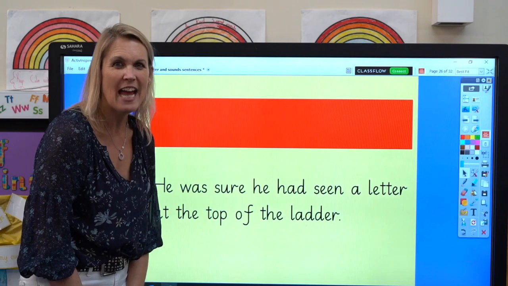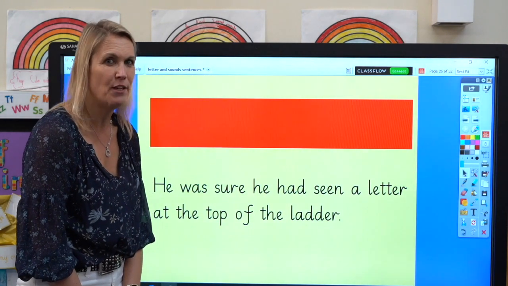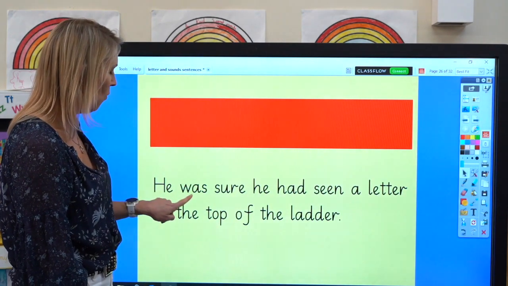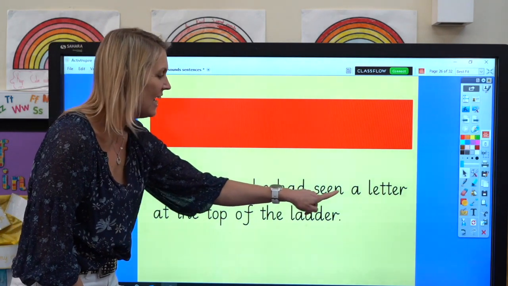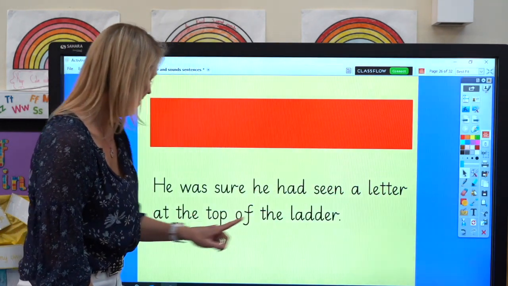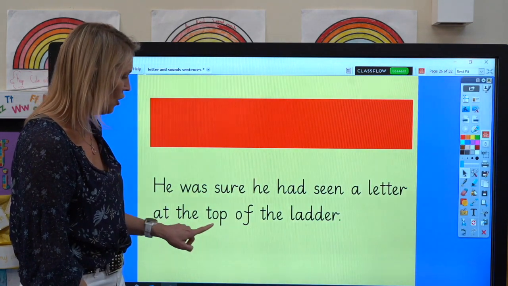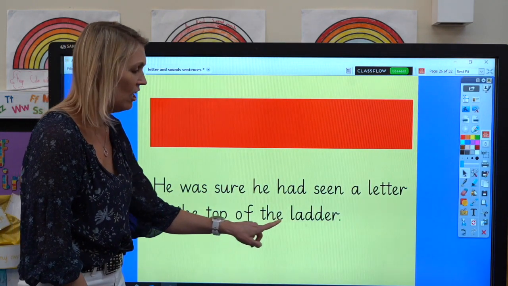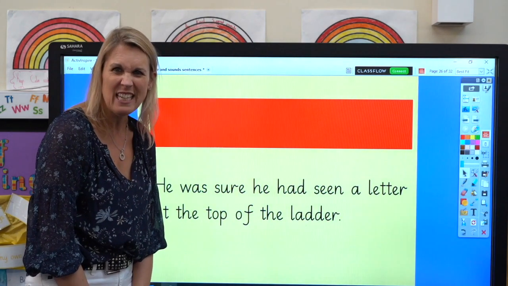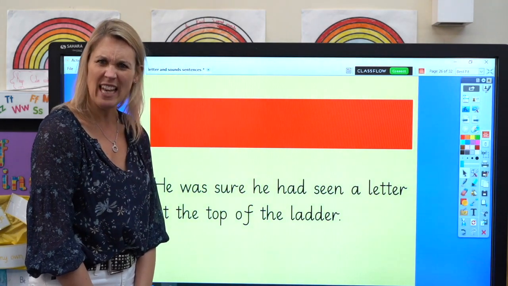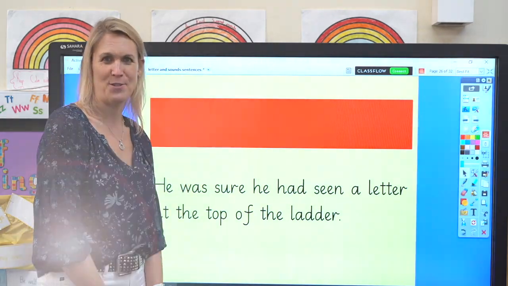Excellent reading. Now let's read the sentence together. He was sure he had seen a letter at the top of the ladder. I wonder why someone would leave a letter at the top of a ladder. How strange. Wow. Let's finish by spelling some words, because if you can read a word, then you can have a go at spelling it too.